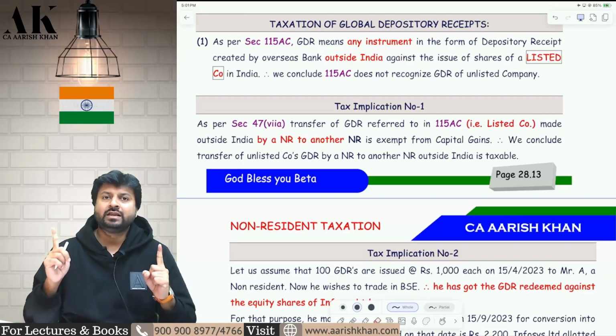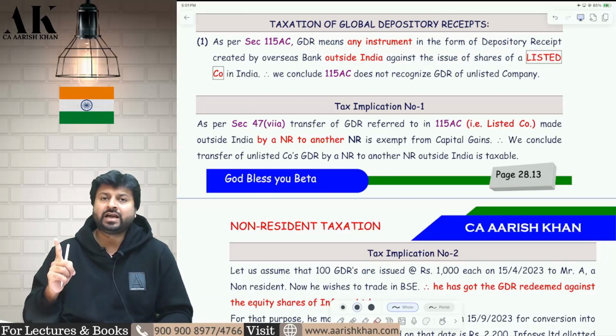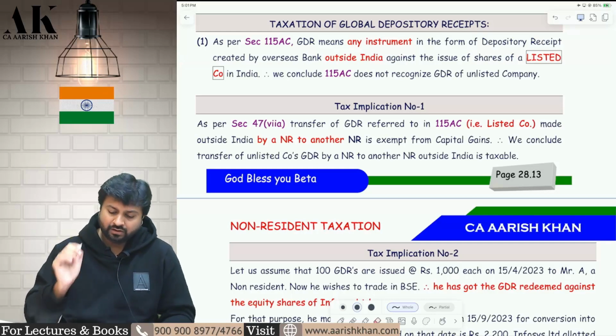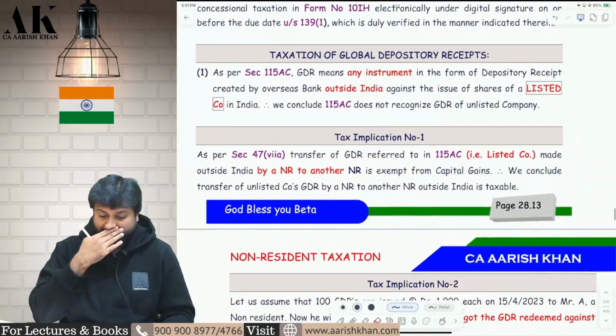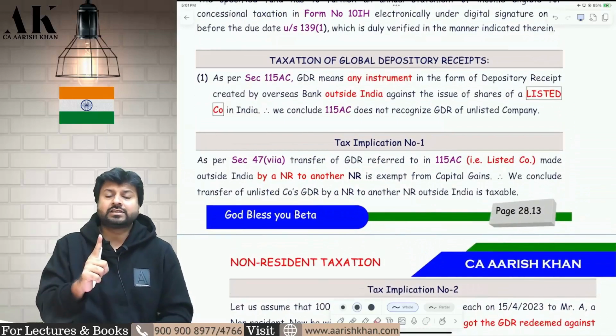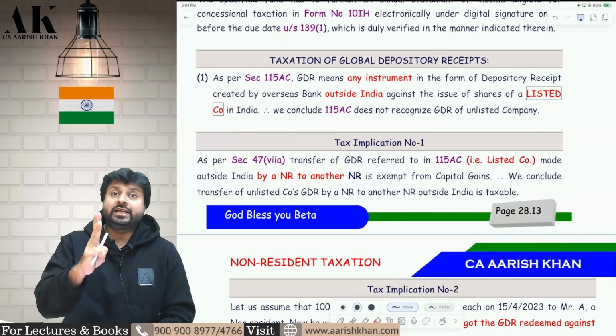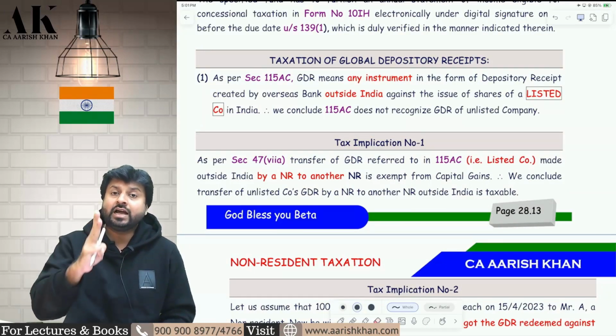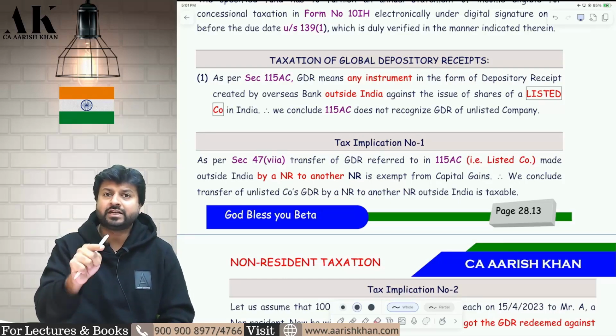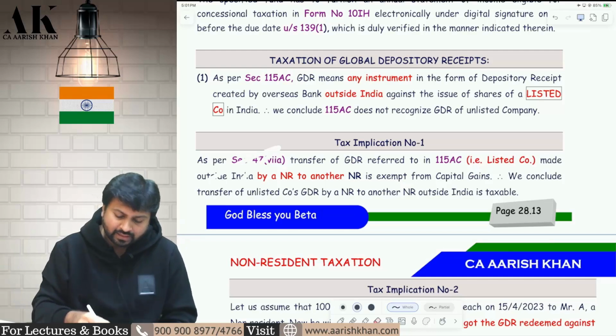Now suppose Mr. A has bought 100 GDRs for 1000 rupees. Now, the tax implication number one is, if one non-resident transfers GDR to another non-resident outside India, with GDR which is mentioned in 115AC, it means it has to be a GDR of a listed company, then such transfers are exempt under the income tax law.